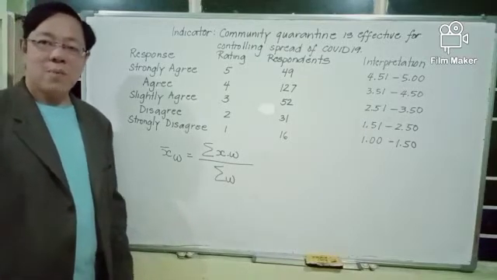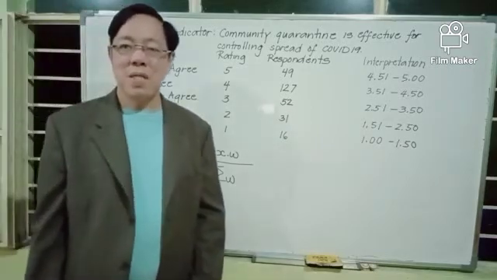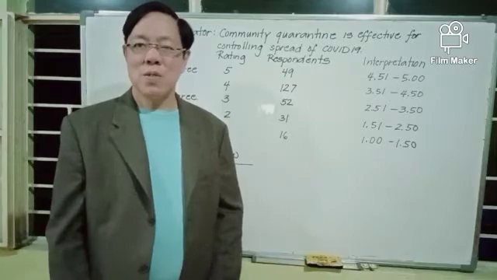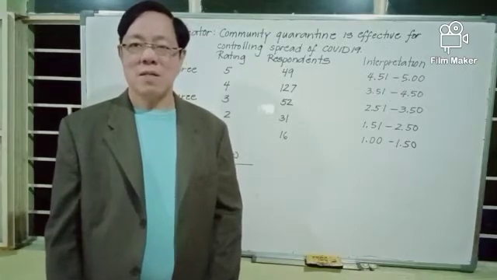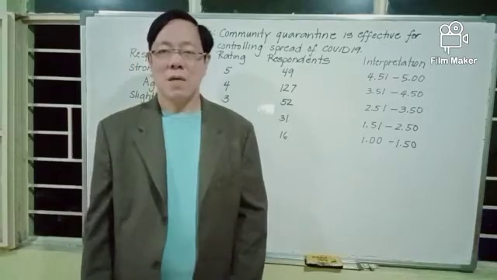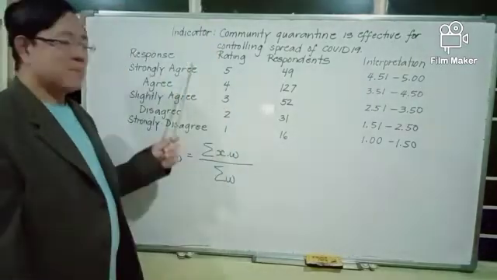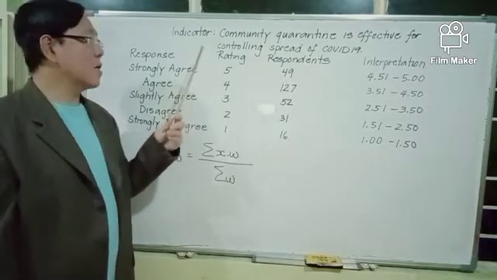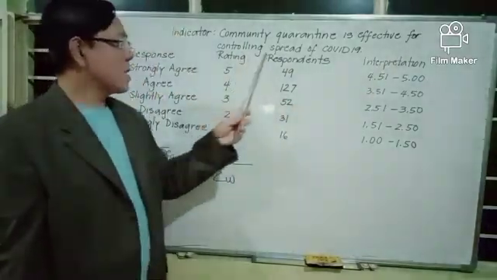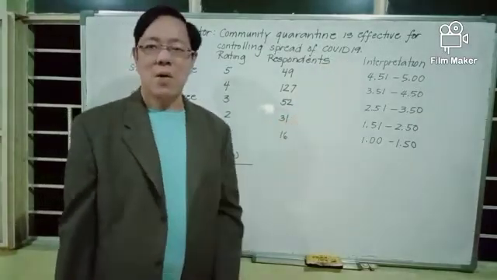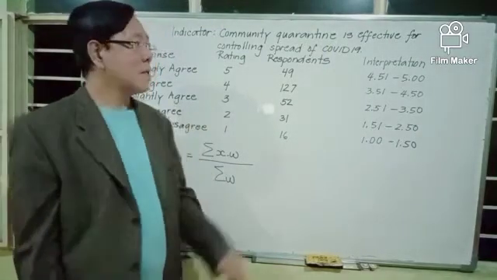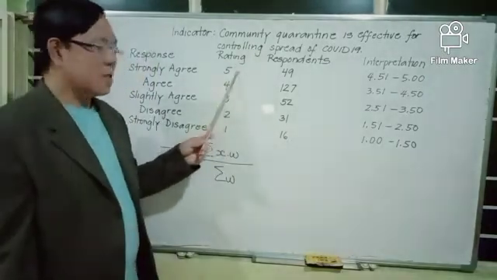We consider one example on how to compute the weighted mean from a questionnaire that is usually used for survey, in which the respondents are asked to rate each of the indicators in the questionnaire using a rating scale. In this particular example, one of the indicators in the questionnaire is community quarantine is effective for controlling the spread of COVID-19 or coronavirus.